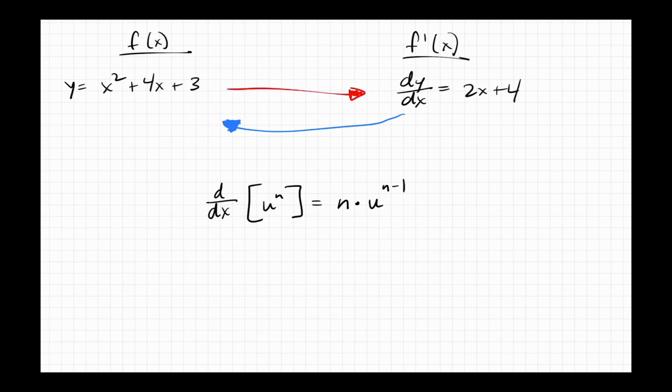Okay, so to find the derivative, the power rule says whatever power was there before comes to the front and multiplies. Then you subtract 1 from the power, and you're done, right? That's how I went from f of x to f prime. How do I go back?